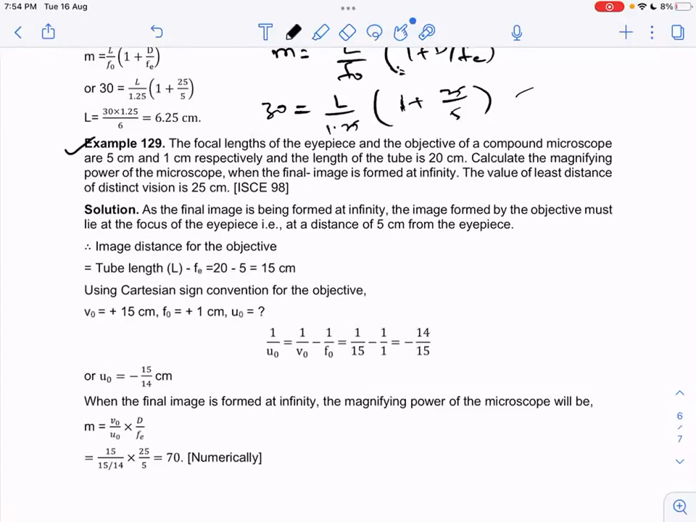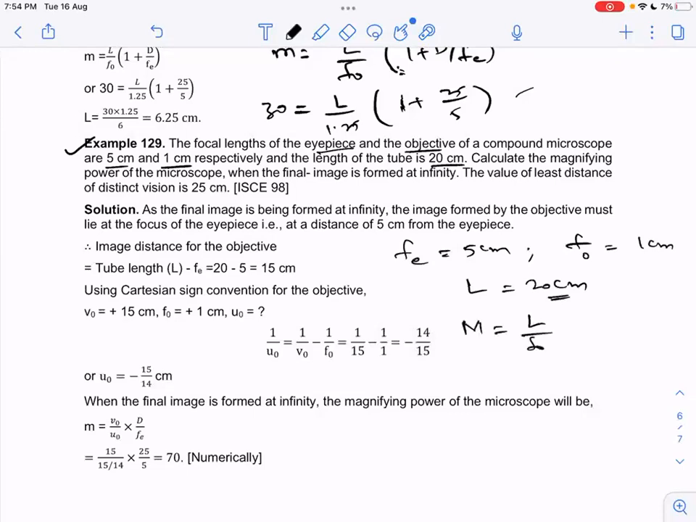So the next problem. The focal length of the eyepiece and the objective of a compound microscope are 5 centimeter and 1 centimeter respectively, and the length of the tube is 20 centimeter. Calculate the magnifying power of the microscope when the final image is formed at infinity. The value of least distance of distinct vision is 25 centimeter. So focal length of eyepiece is 5 centimeter, focal length of objective is 1 centimeter, and the length of the tube is 20 centimeter.